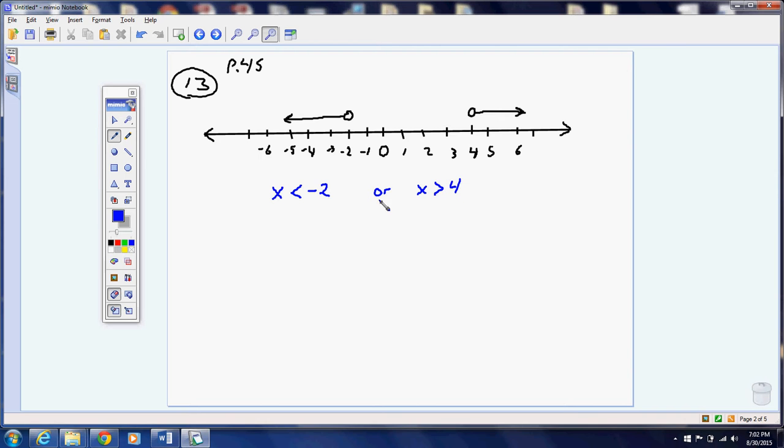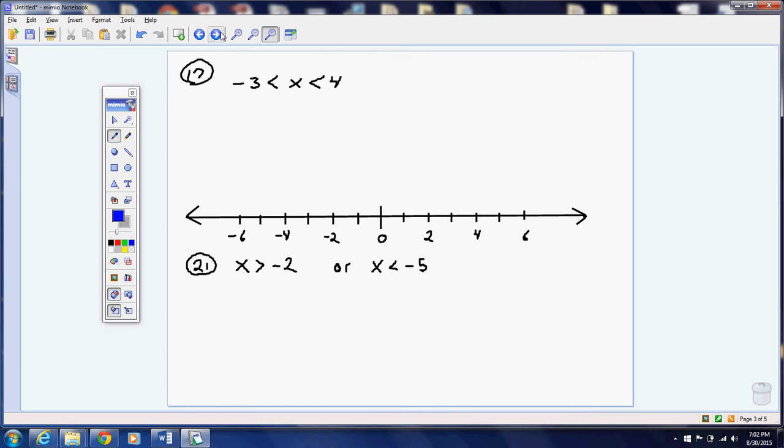And notice we have to have an or here. We can't have X both smaller than negative 2 and greater than 4 at the same time. We have to have this or here, and just separate the two inequalities. All right, let's take a look at the next problem.